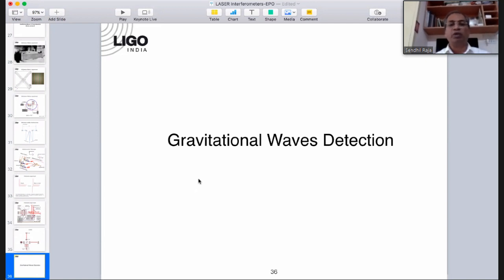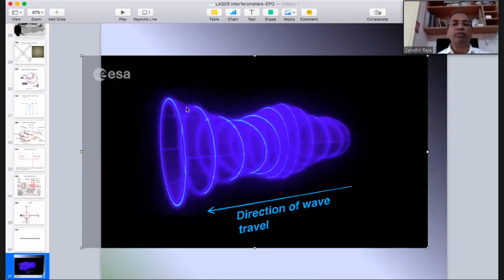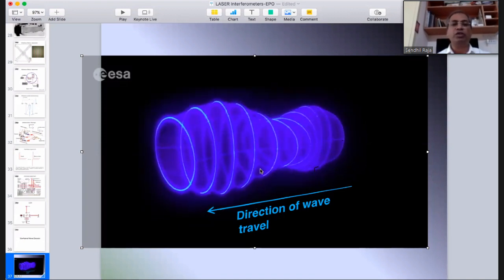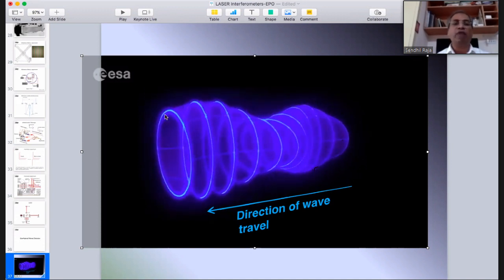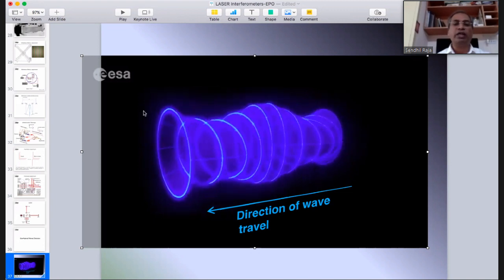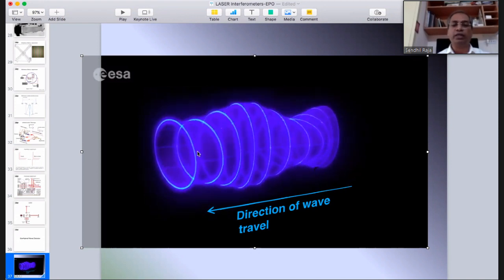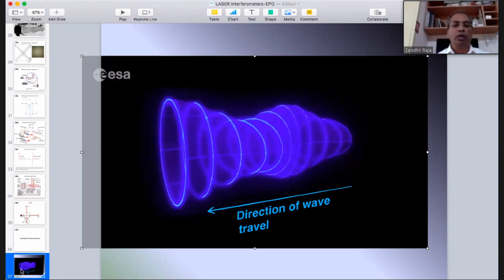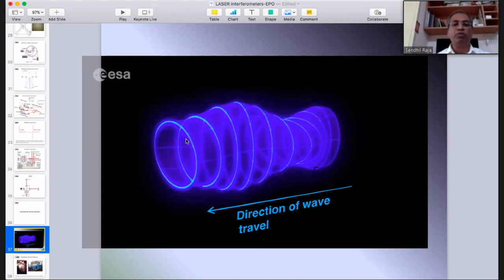Over the last couple of presentations on GW at home, you now have a fairly good idea about what gravitational waves are and how they're detected. Essentially, gravitational waves are quadrupolar in nature. This is an exaggerated simulation from ESA, the European Space Agency. As the gravitational wave propagates, if you have a uniform distribution of test particles, the space-time metric expands and contracts in a fashion that looks like this. So this is a differential measurement that you want to do.